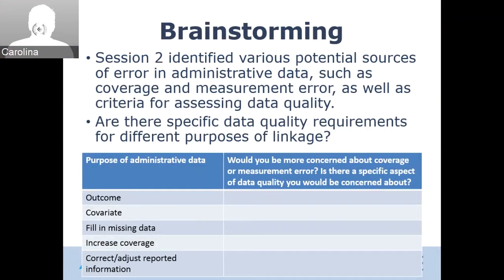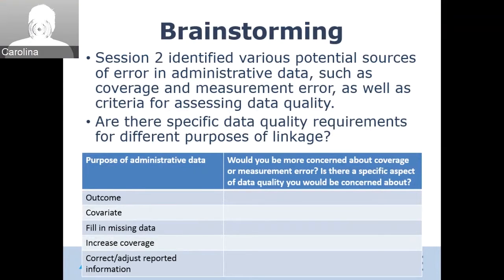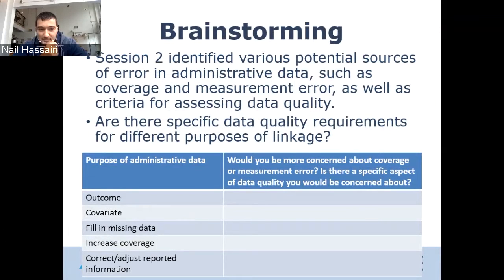And for which purpose of linkage do you think that external validity is of highest concern? The outcome. Mm-hmm. I'm nodding, though not because it's the covariate, but it's a good option. Interesting, yeah. I guess to some extent the covariate.